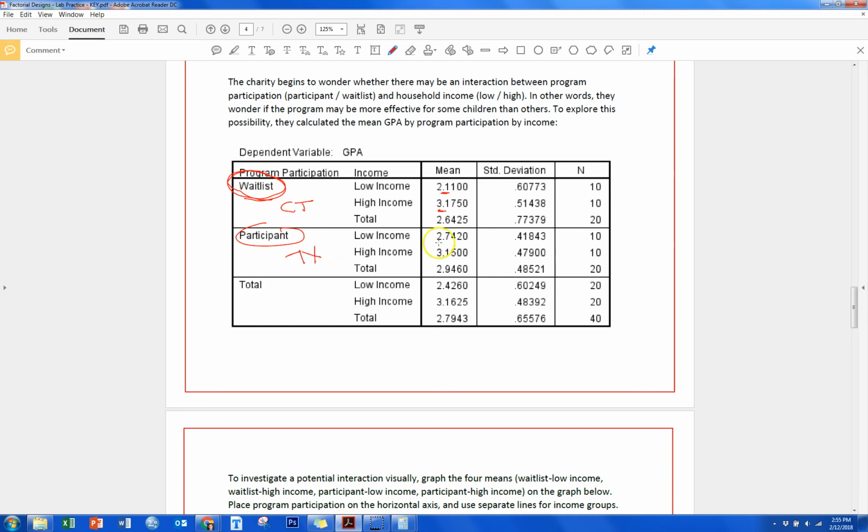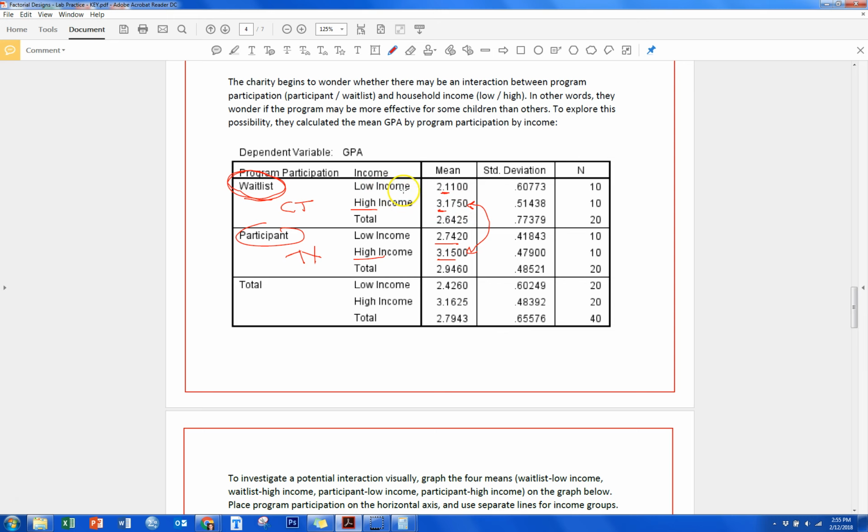Among the participant group, TX stands for treatment condition. The low-income kids had a mean of 2.74. The high-income kids, 3.15. So if you look at high versus high, 3.15 versus 3.17, those are very close. There's not really much of a difference. So if you're only looking at high-income kids, it doesn't really matter which group they're in. They're scoring about the same. They basically have a B average.